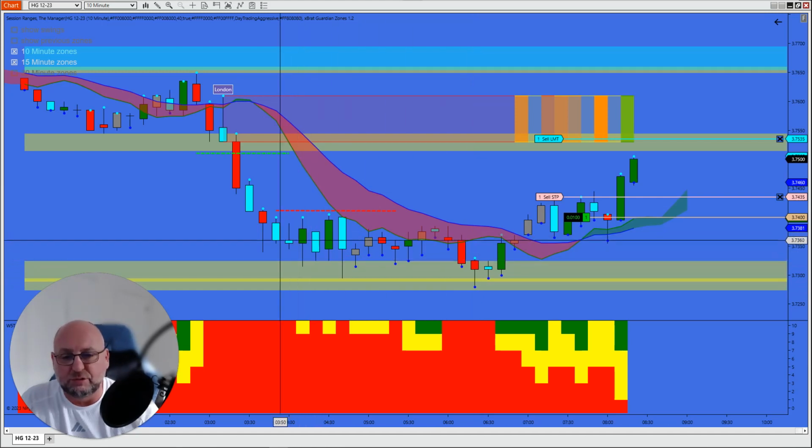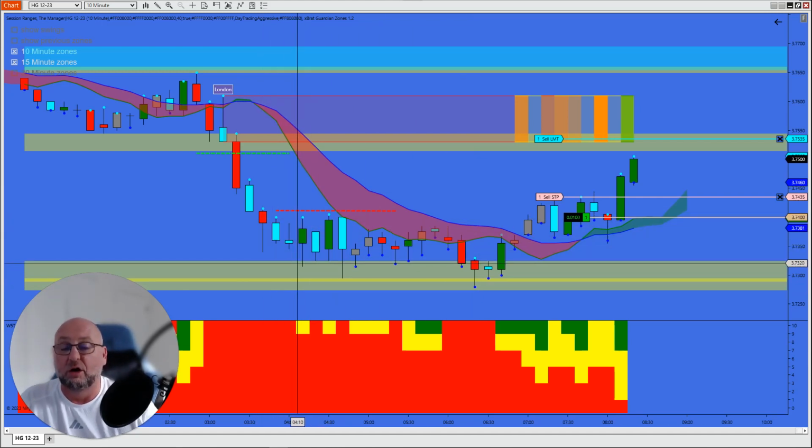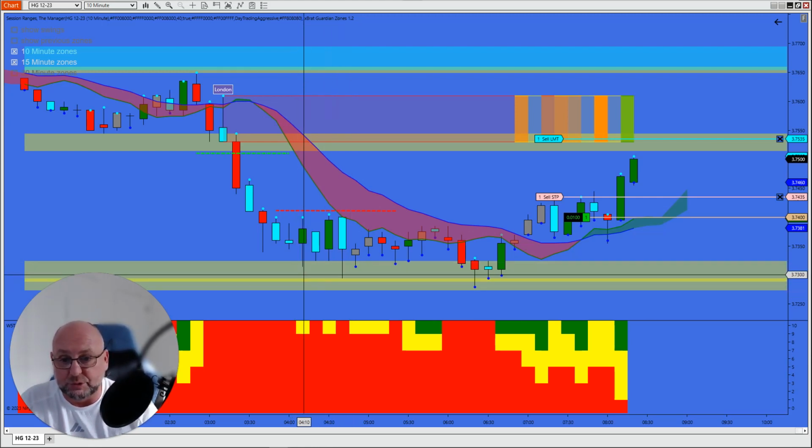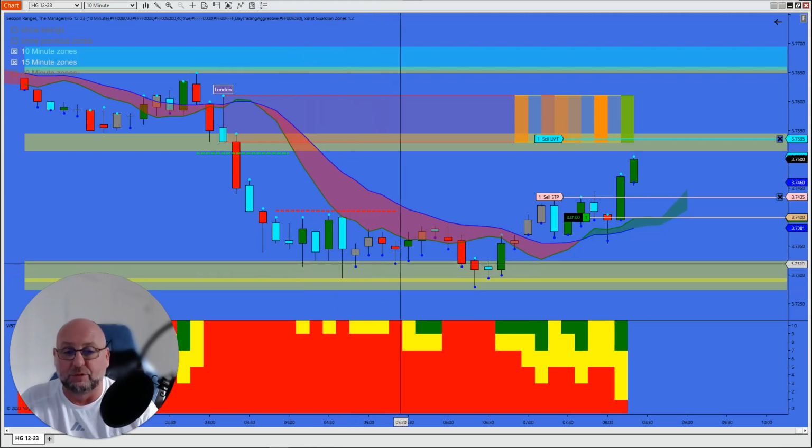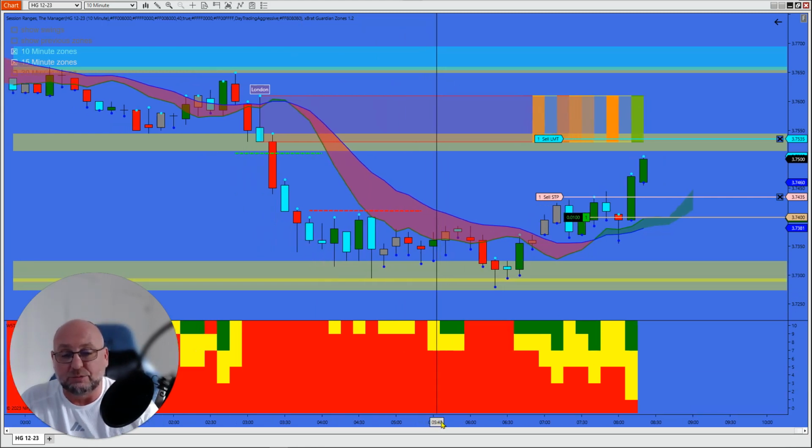And again, there's no reason why you can't use the target of that support zone, that confluence of two different support zones here, to take that profit at that point here. So that was the simple trade.